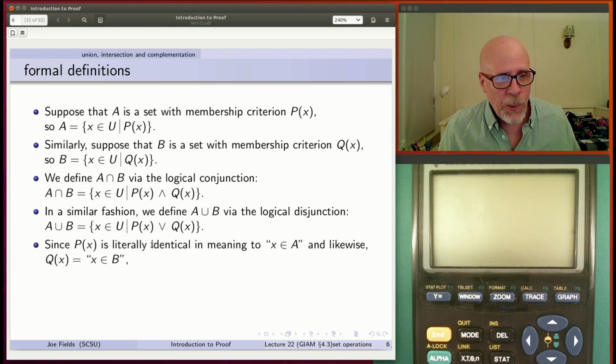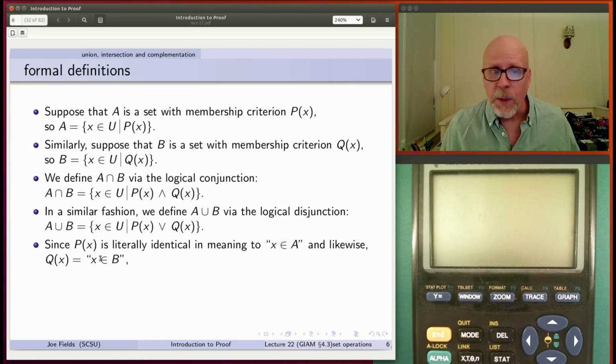Okay, so one final step. Remember what P of X is. It's literally the same thing as the statement X is in A. If P of X is true, then X is in A is true. And if X in A is true, then P of X is true. And likewise with falseness, they're logically equivalent sentences. So Q of X is also that sort of thing.